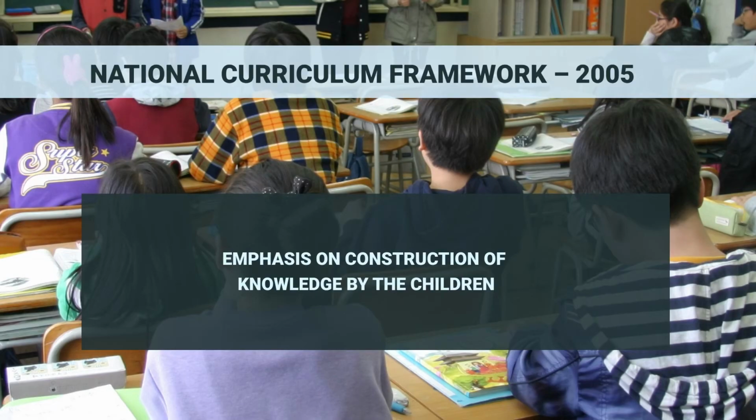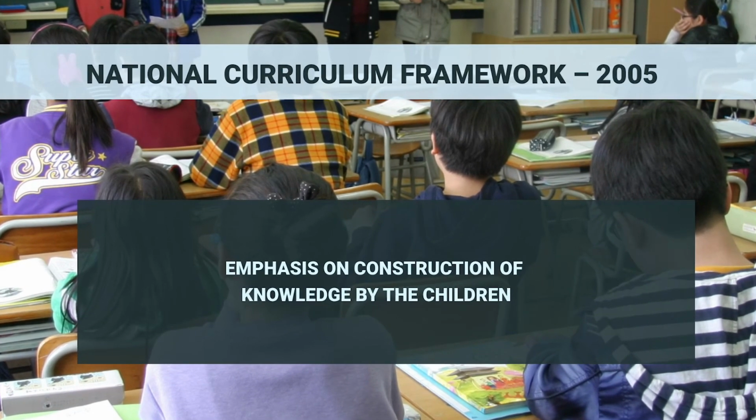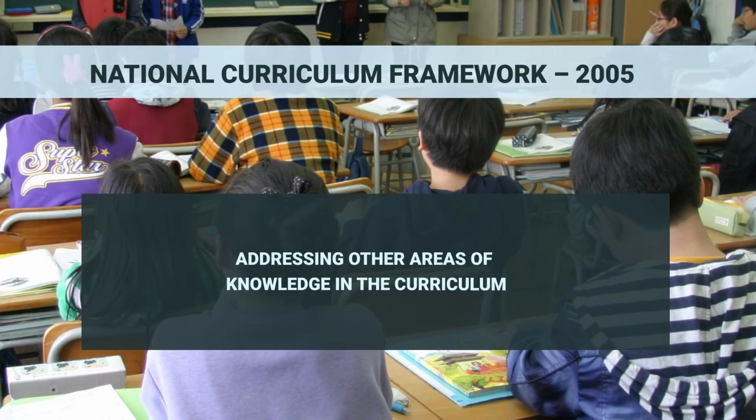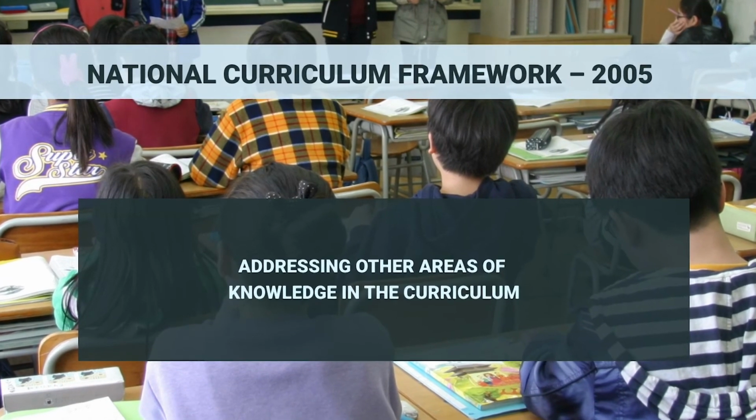Then further, in NCF 2005 you will find that emphasis on construction of knowledge by the children is also given importance, because children coming to school come with enough experiences. Keeping their experiences in consideration, they have the ability to construct their own knowledge. Then addressing other areas of knowledge, as I have already said, it may be peace education, health education, life skill education, yoga education, art and craft, or value education. So how to integrate these other areas of knowledge in the curriculum? These are the major focus or major shifts so far as NCF 2005 is concerned.